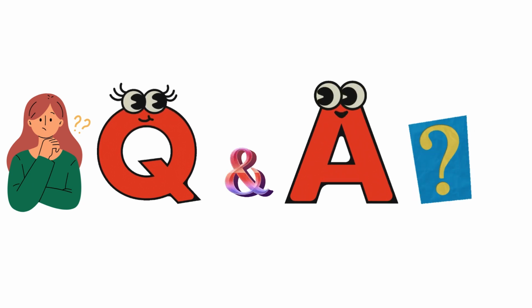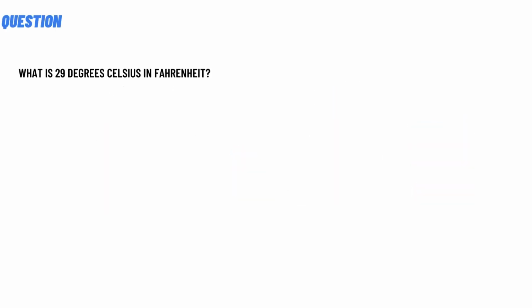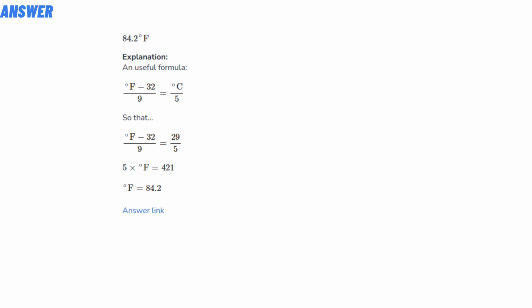So our question today is, what is 29 degrees Celsius in Fahrenheit? The correct answer to the question is: Fahrenheit temperature is equal to 29 multiplied by 9 divided by 5 plus 32, which equals 84.2 Fahrenheit.